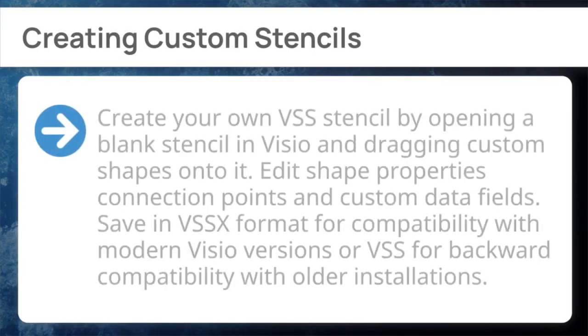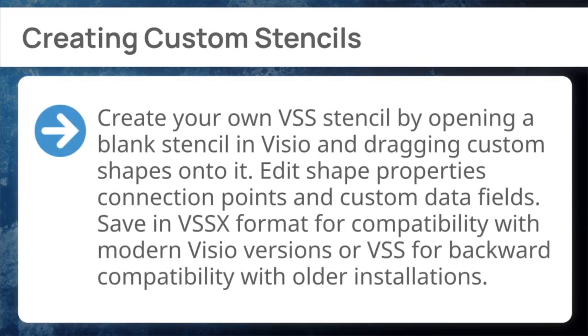Finally, creating custom stencils. Create your own VSS stencil by opening a blank stencil in Visio and dragging custom shapes onto it. Edit shape properties, connection points, and custom data fields. Save in VSSX format for compatibility with modern Visio versions or VSS for backward compatibility with older installations.